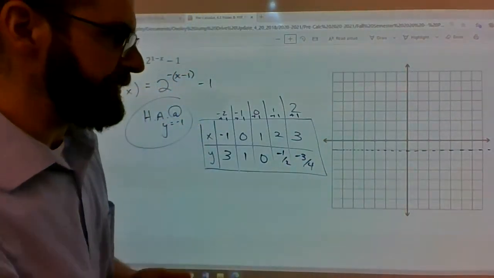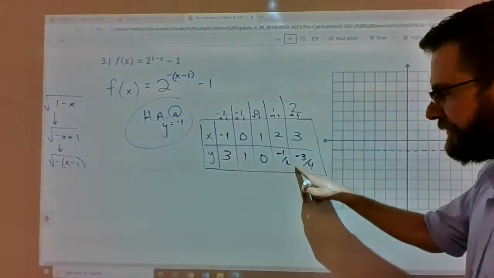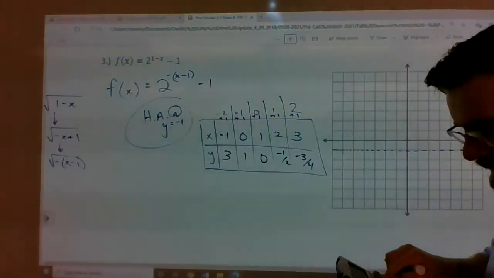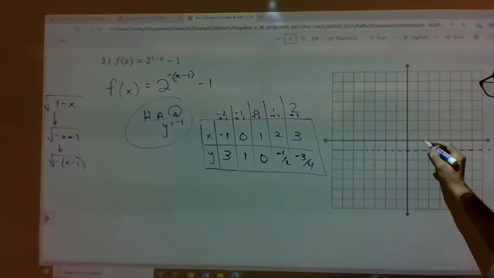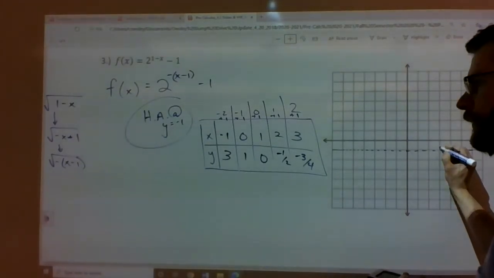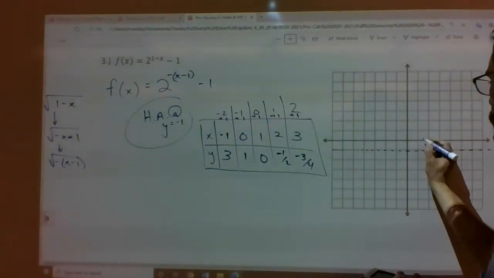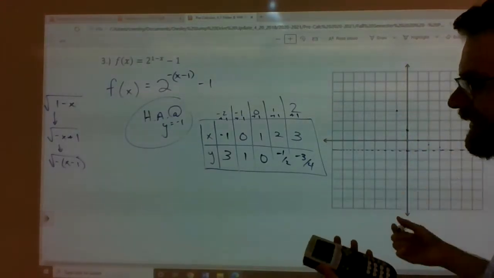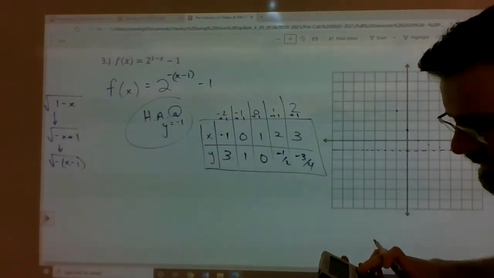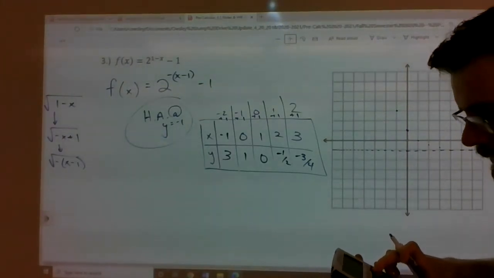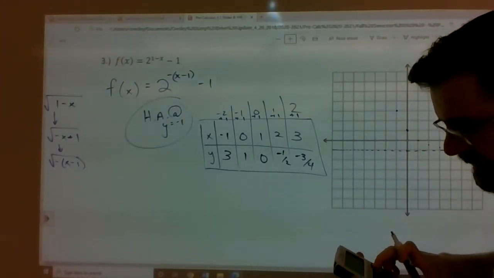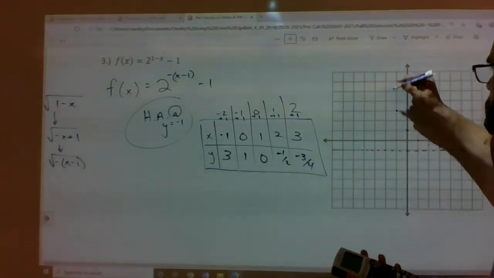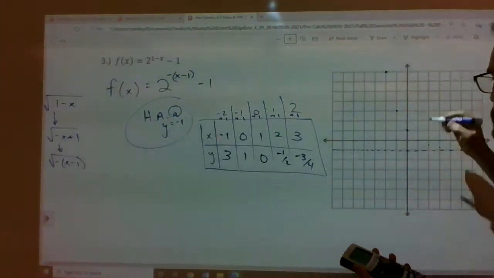Yeah, it seems to fit the bill. We're getting infinitely closer to negative 1, but never going past. So 1, 0; 2, negative a half; 3, negative 3 quarters. And then you can fill in the gaps by plugging in some more points. Like in this case, negative 2. What's that give me? 7. Why not?